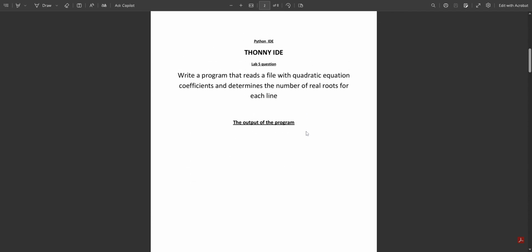So my question 5, I'm told to write a program that reads a file of quadratic equation coefficients and determines the number of real roots for each line. What I'm to do is check using the discriminant. If it is greater than zero, it is real, and if it's less than zero, it is not real.